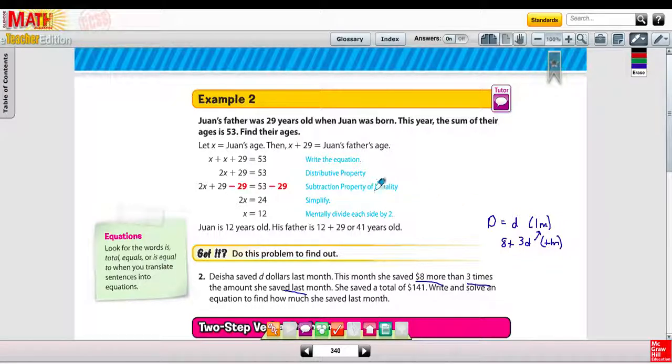And then it says she saved a total of $141. So that's my indication that it's going to be equals 141. So what I have is last month she saved D dollars, plus this month she saved 8 plus 3D, and she has a total of 141. So we're back to combining like terms first, kind of our 3-step equation. So we have 4D plus 8 equals 141. And then we're going to add or subtract, in this case, subtract the 8.